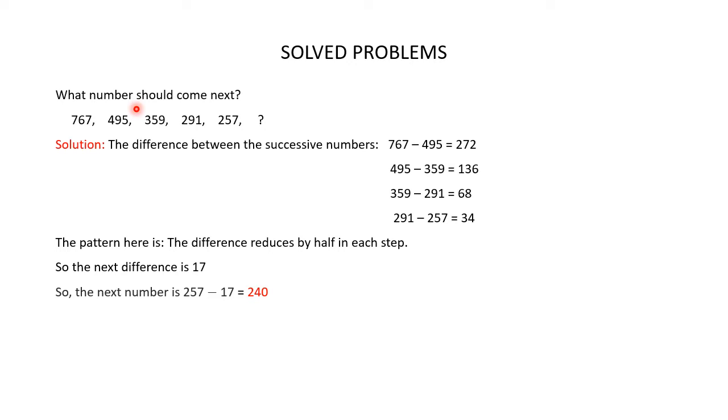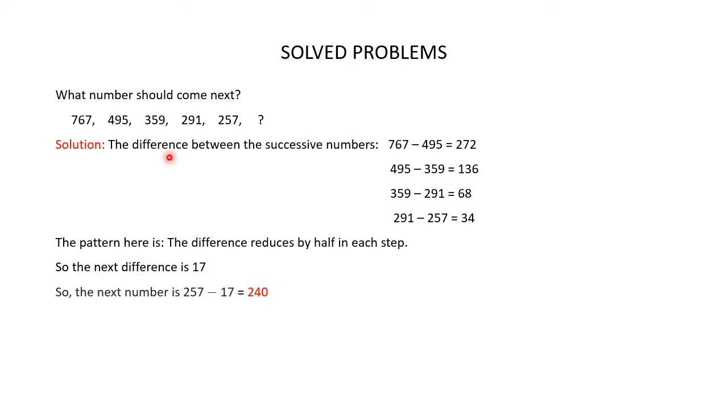What number should come next? Look at this number series: 767, 495, 359, 291, 257, question mark. You have to find the number that has to come after 257. When you observe these numbers in the number series, you will notice that the successive numbers are getting decreased gradually. So this is a difference series.